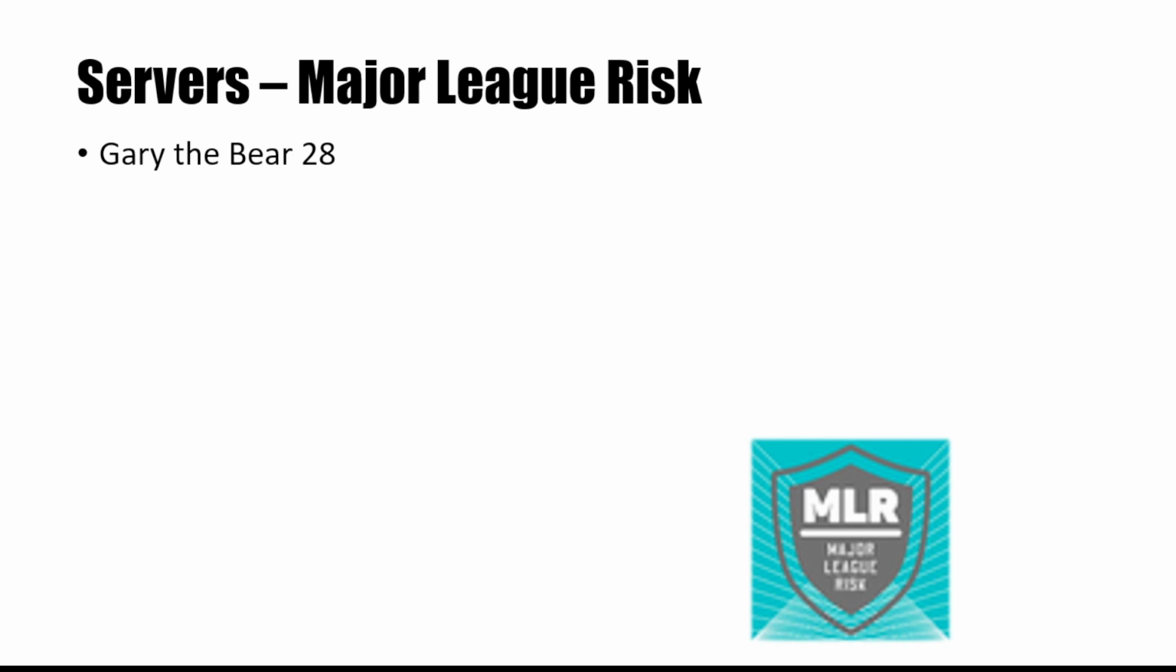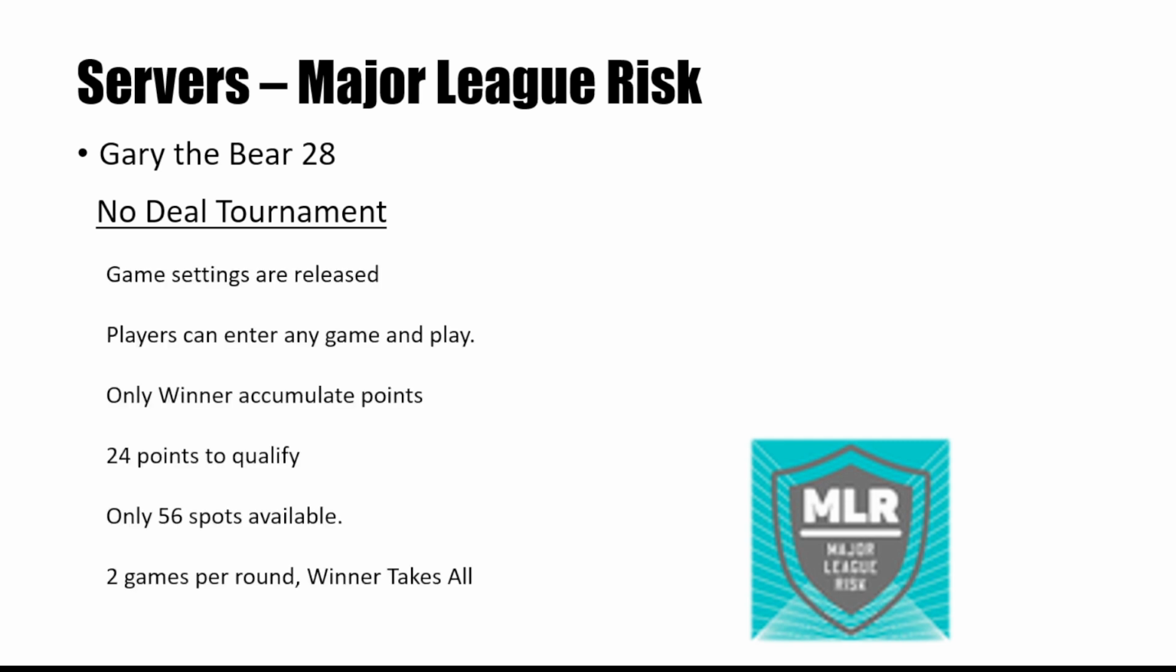The next server is the Major League Risk. This one is the brainchild of Gotti, the Bear 28, and he had two main tournaments this past year. He has a No Deal tournament. In this tournament, the game settings are released early, and then any player can play any game at any time. There is no schedule. You just enter at any time, and only the winner of each game accumulates points.